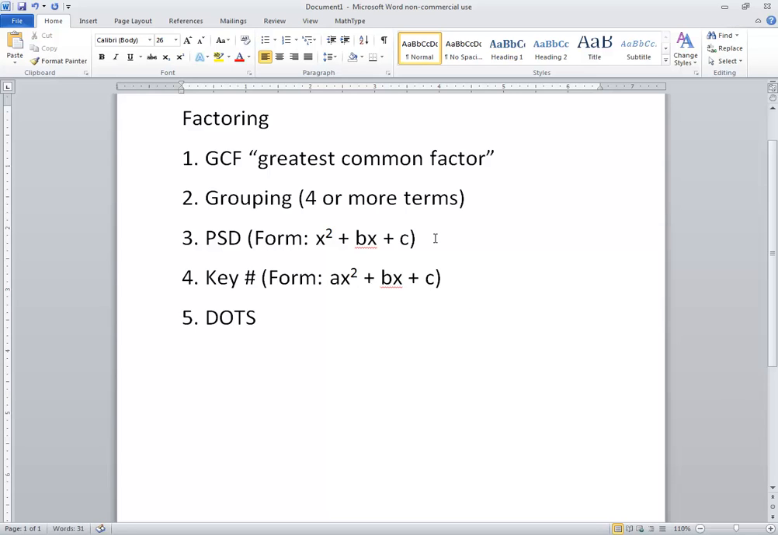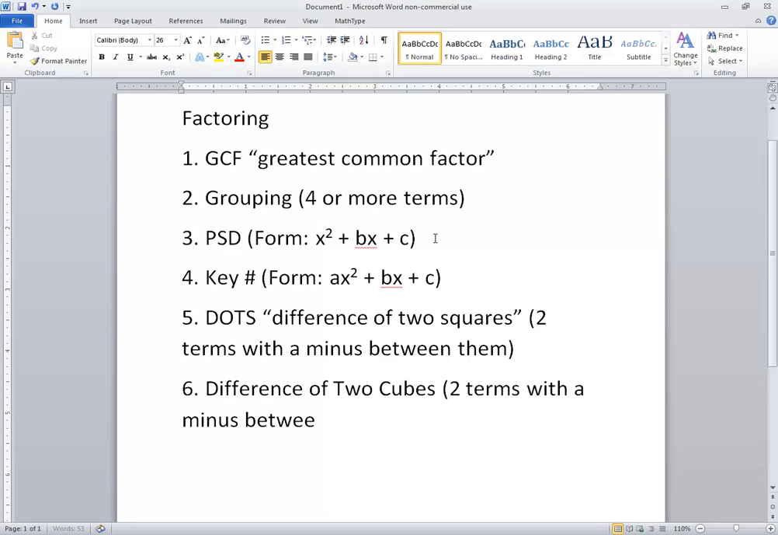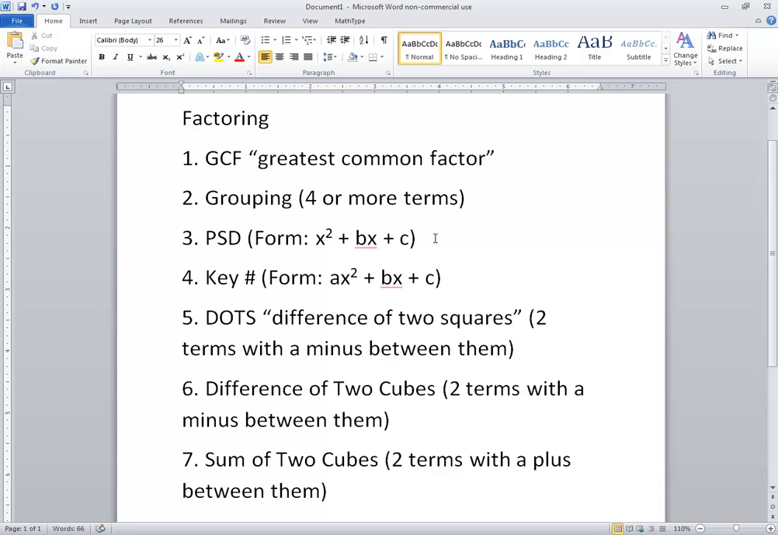Our fifth method is DOTS, and that stands for difference of 2 squares, and that's when you got 2 terms with a minus between them. And then our sixth method is difference of 2 cubes, and that's when you got 2 terms with a minus between them. Then our seventh one is the sum of 2 cubes. And this is when you got 2 terms with a plus between them.